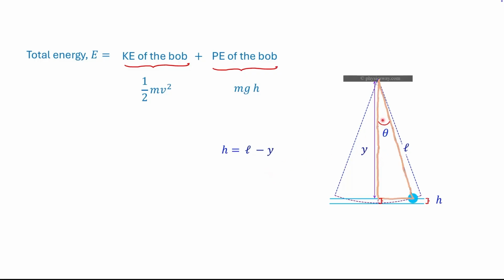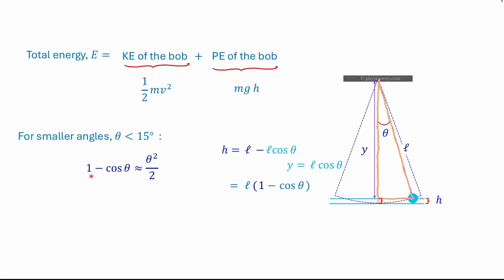Now in this right triangle, y is the adjacent side to this angle. So y is equal to L times cosine theta. Substitute this for y. Now factor out the L. We are going to find the period of the pendulum for smaller angles. That is, theta is less than 15 degrees.